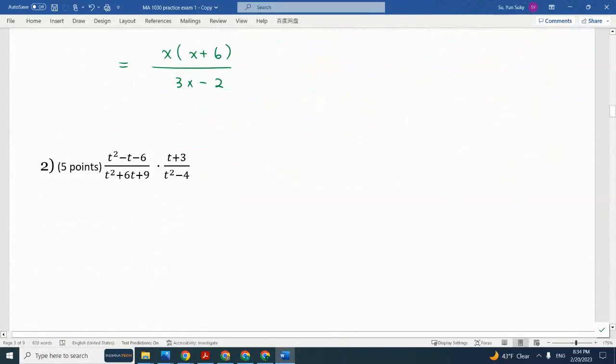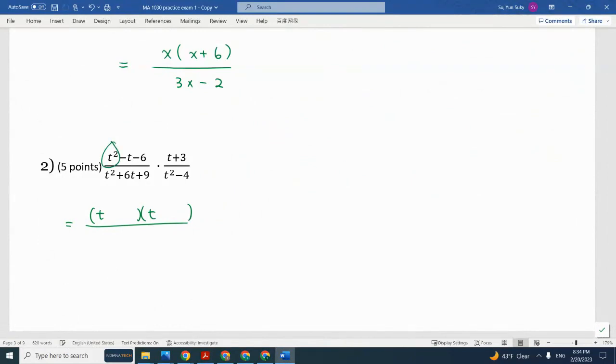We look at the numerator. So t and t, right? The factors of t squared. Minus 6. We want to get the middle term is minus t. So minus 6, we take minus 3 and plus 2. Multiply the outside, we get 2t. Multiply the inside, we get minus 3t. Add them up together, we get minus t.